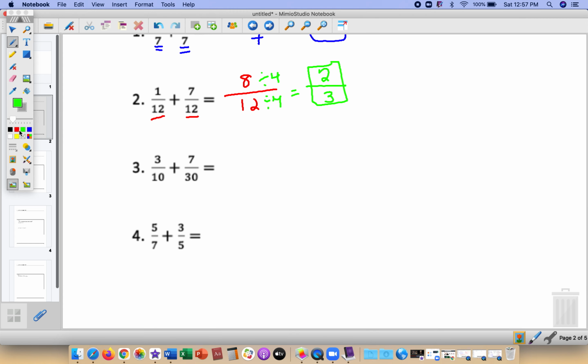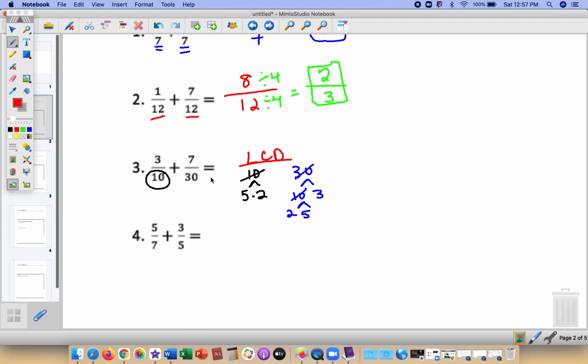Now, for number 3, the denominators aren't the same right now. There's a 10 and 30, right? So we need to have a common denominator. What we want to do is find our LCD, least common denominator. What I like to do is factor both denominators separately. So I would go 10 is 5 and 2, and 30 is 10 times 3, and 10 breaks down into 2 and 5.